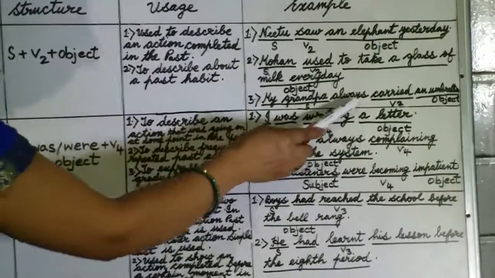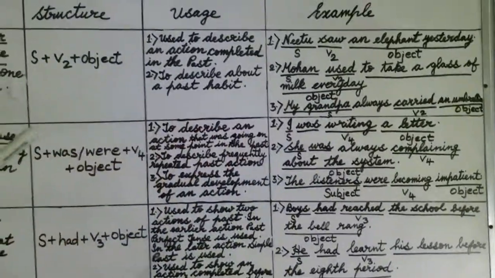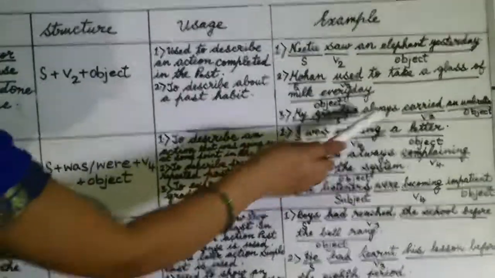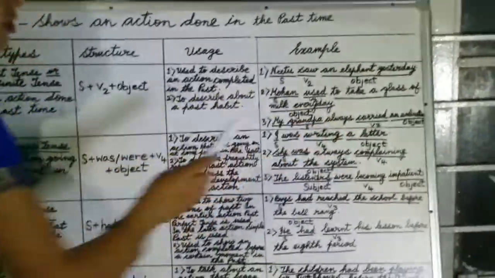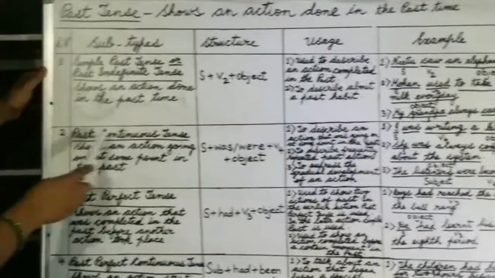Third example is there. My grandpa always carried an umbrella. That means it was the habit of grandpa to carry an umbrella. My grandpa is the subject in the sentence and carried is the V2 form and the rest of the sentence is the object. Now coming to the second subtype of past tense, that is the past continuous tense.